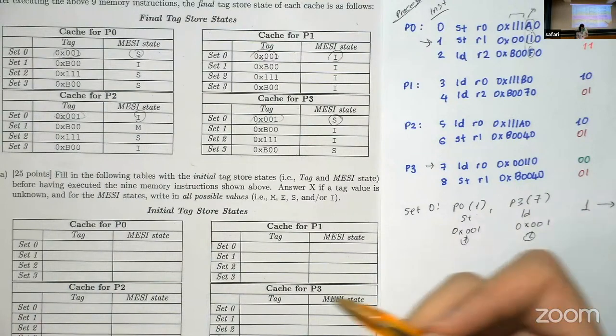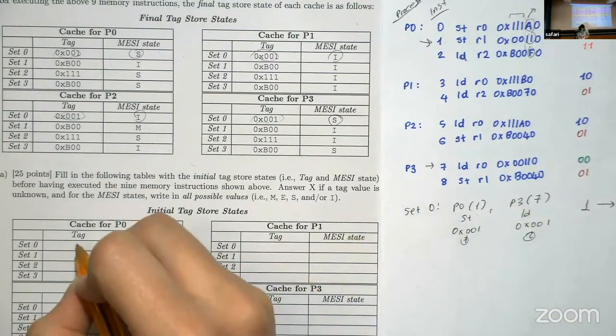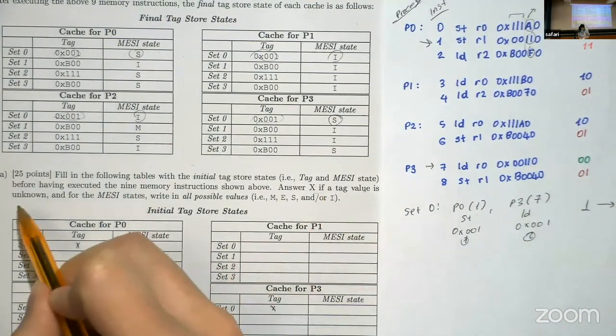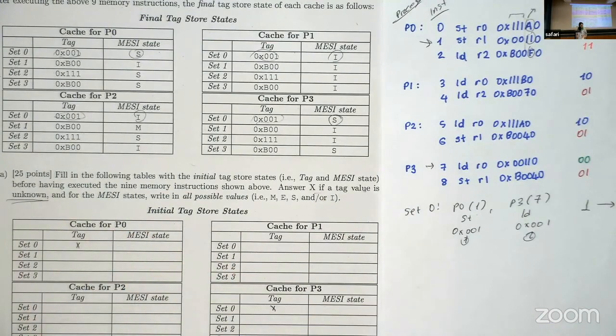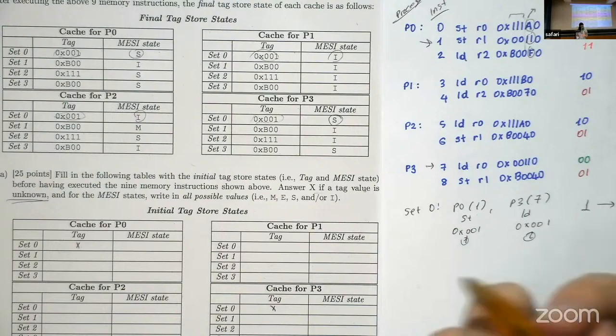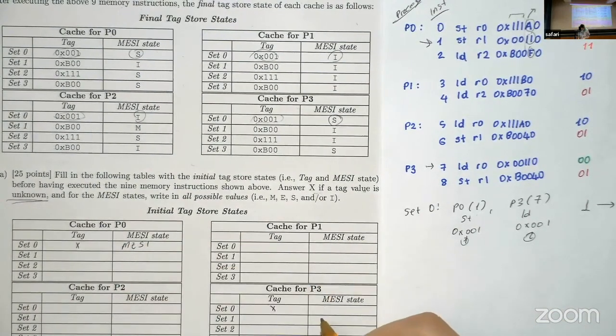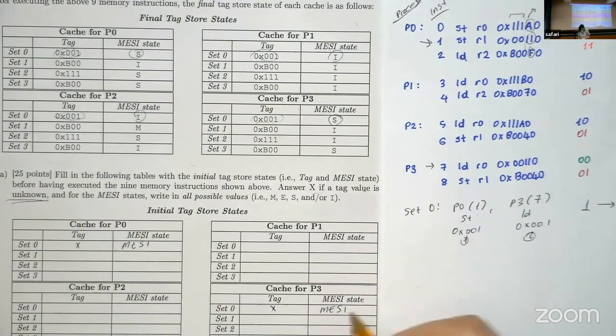Because we executed something, their tags will be X, which is used to show that the initial state of that tag field is unknown. And the states could be anything, right? Because it could be any other cache block that was written. It could have been an exclusive cache block or anything. So we will write all possible states for these, because basically it could have been anything.